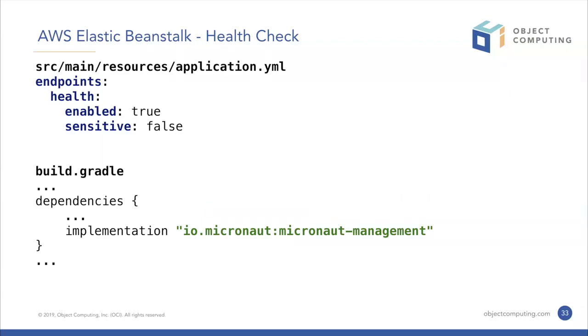So Micronaut endpoints are similar to Spring Boot actuators. So it's basically some endpoints that you can turn on easily. So in order to turn on the health endpoint, you have to include the Micronaut management dependency. And then you turn the health endpoint on, and then whether you want it to be sensitive or not depends on if you turn on security. But by default, you will expose really little information, so it's probably not harmful to have the health endpoint open. So that would be the configuration to do that.